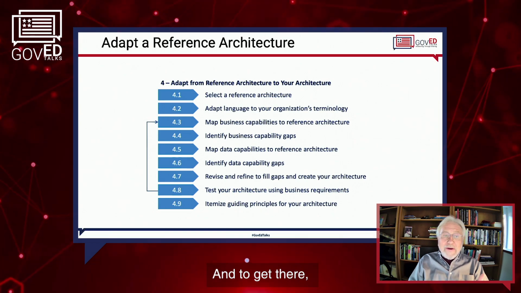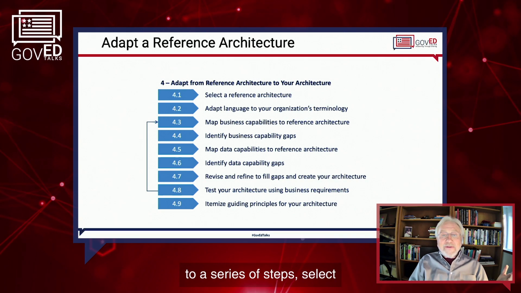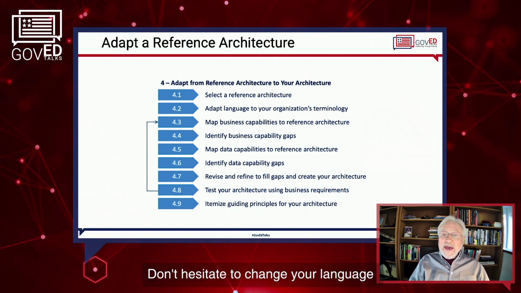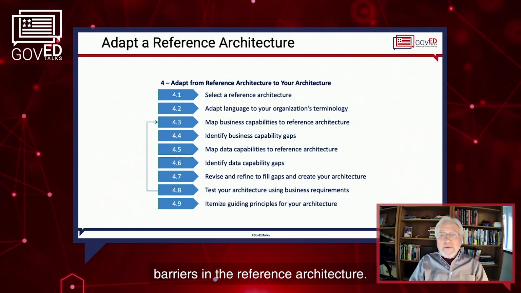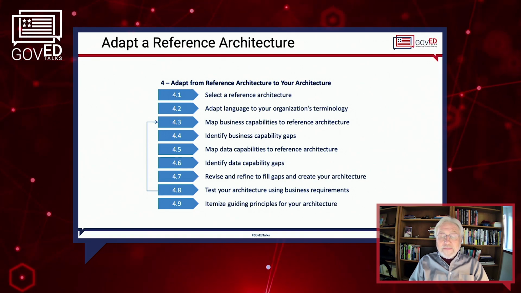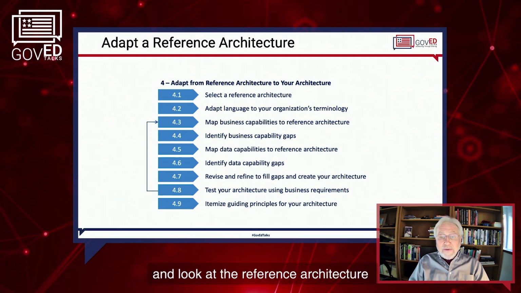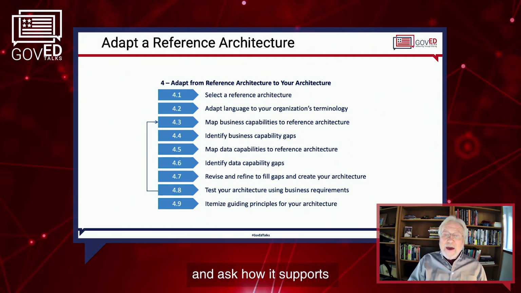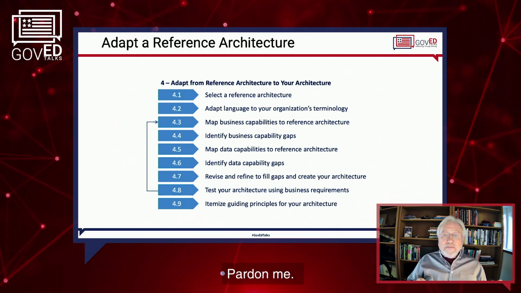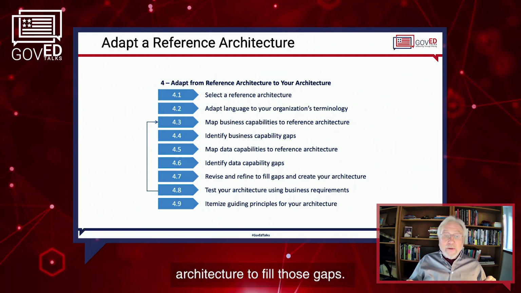And to get there, you're going to adapt that reference architecture through a series of steps. Select the reference architecture. Don't hesitate to change the language. If you use different language than is in the reference architecture, use your familiar terminology. Then map the business capabilities to the reference architecture. Look at the reference architecture and ask how it supports all those business capabilities. Identify any gaps and adjust that reference architecture to fill those gaps.